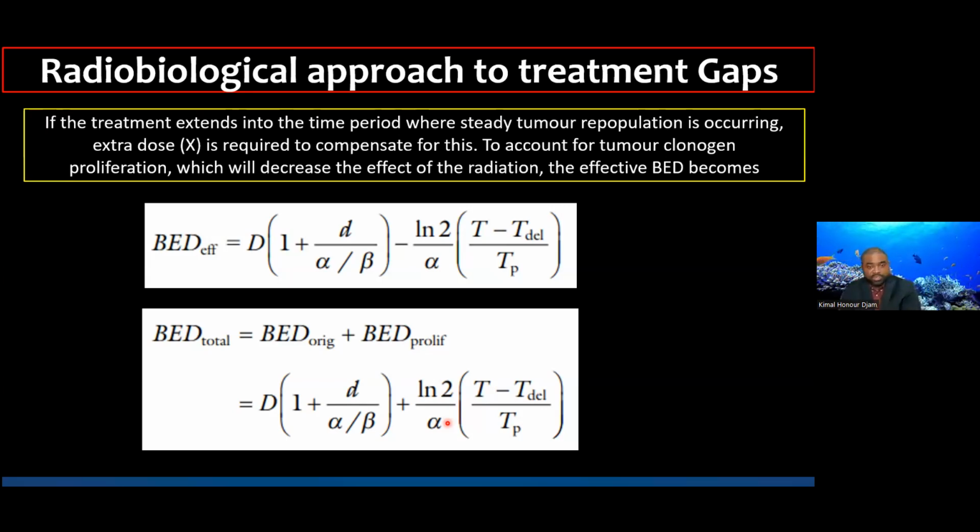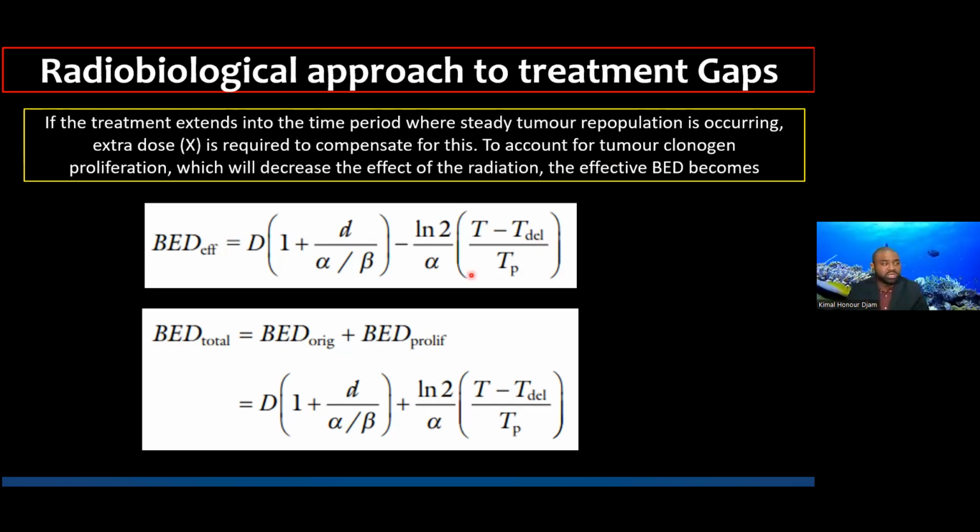Now, T in this particular equation is the total duration of the fractionated treatment course. T delay is the time after the start of the first fraction when the clonogenic proliferation is assumed to start. It is typically about 21 days or between 21 and 28 days on average, but it changes from tumor to tumor. So when you're doing your calculations, you have to make sure you put in the right values. If you put garbage in, you get garbage out. You need to keep that in mind.